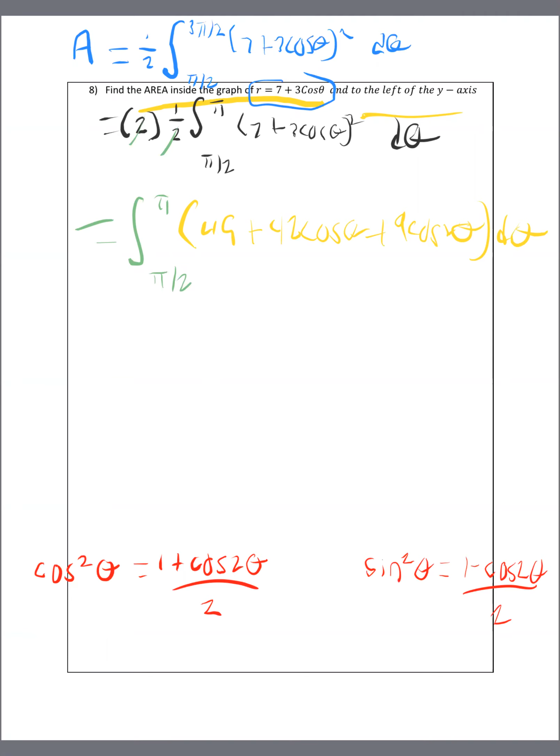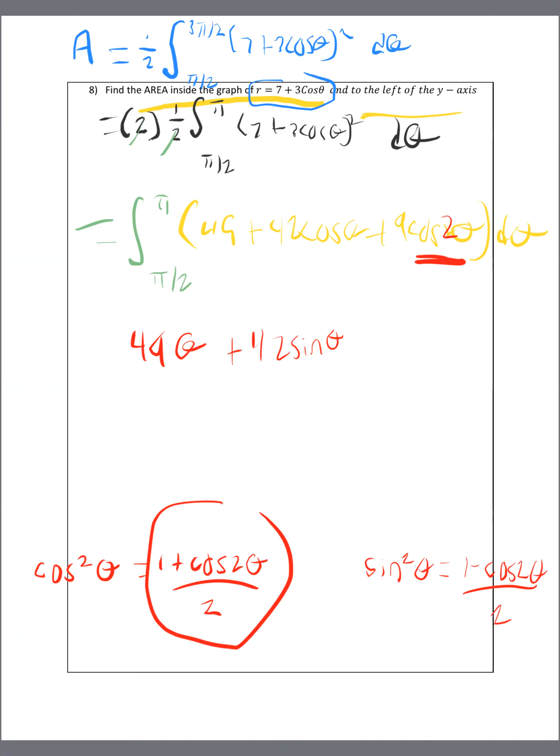The reason why we have to is because, yeah, it's easy to integrate this. Remember, you just add a theta here. What's the integral of cosine of theta? It's sine, so 42 sine of theta. But what's the integral of cosine squared of theta? There's no formula for that. So it's easier to make this part over here into something we know how to work with, which is a regular cosine without the squared. And that's why we replace it.